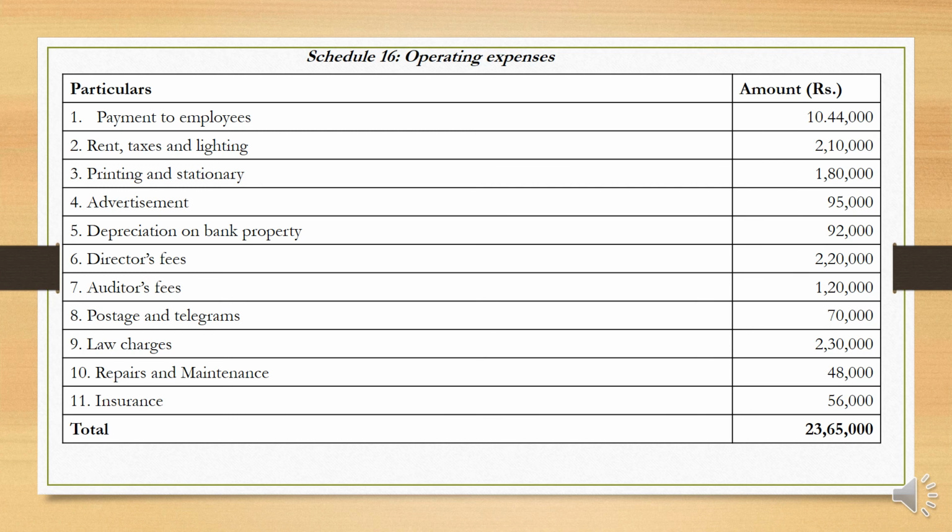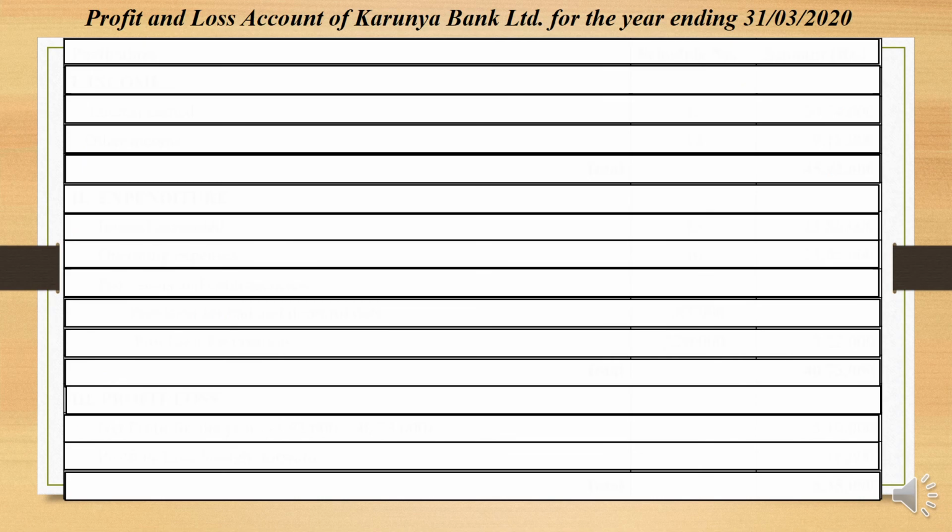Listen here, dear students, all these items are there in the trial balance. The only thing is, you should know what items come under operating expenses. It is very simple. These are the normal common items for the operating expenses. They should be directly brought into schedule number 16, so that we get the total operating expenses. Next, to the profit and loss account. As you all know, the format is already discussed in a previous video.